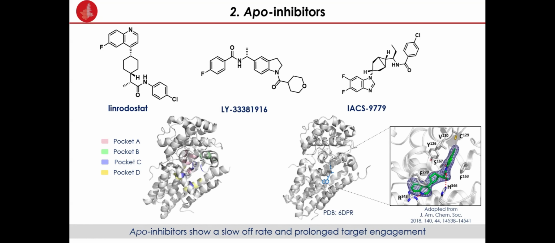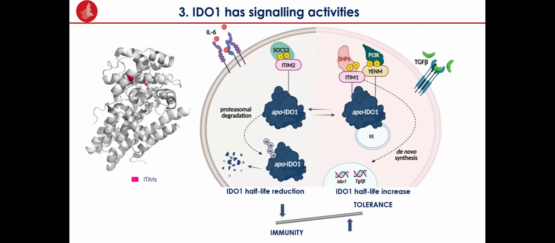Typically, APO inhibitors show a slow off rate and prolonged target engagement, so they seem to be superior inhibitors compared to the holo inhibitors. The third feature is that IDO1 has a signaling activity, and while the catalytic activity occurs in the large domain, the signaling activities occur in the small domain where ITIMs are present.